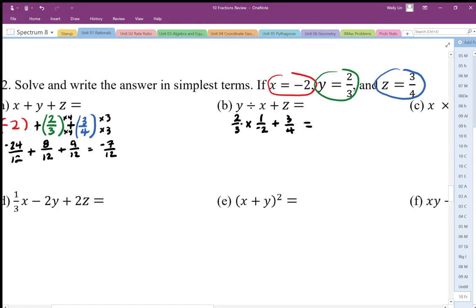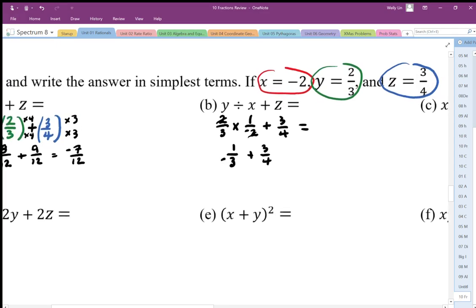Okay, so here we're going to do the multiplication first, so we can simplify that before we multiply. So we end up with 1 over -3 plus 3 over 4.